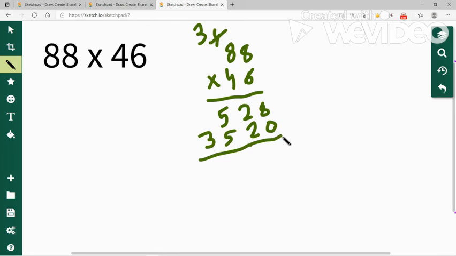Next, to find my answer, I would add these up. So I would put an 8 here. I would put a 4 here because we're adding 5 plus 5 is 10. So I would put a 0 here, carry over my 1, and 1 plus 3 is 4. So this is equal to 4,048.